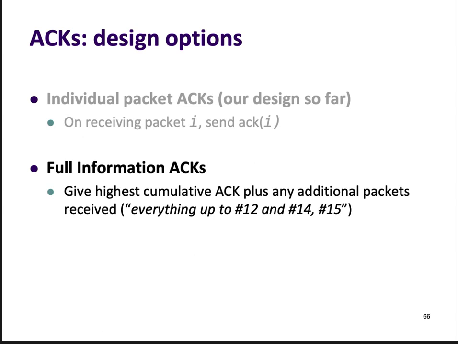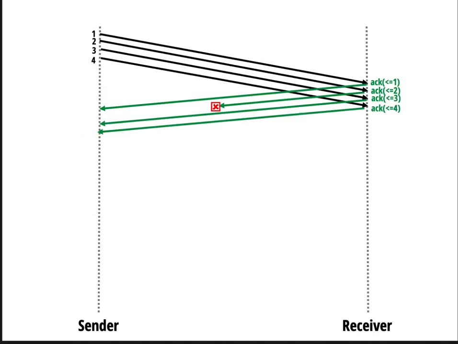So the way this would work is you would give the highest cumulative ACK, which means that you've received all packets up to that sequence number, and then any additional packets that you received. So something like, I got everything up to sequence number 12, and then I received packets 14 and 15. What would that look like here?